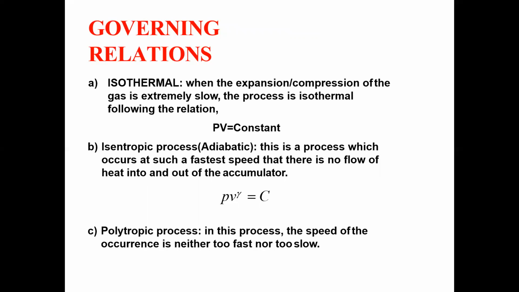And in case the compression of gases is isentropic, then the relation between pressure and volume is PV raised to the power gamma equals C. Then sometimes it may be a polytropic process. Here PV raised to the power n equals C.